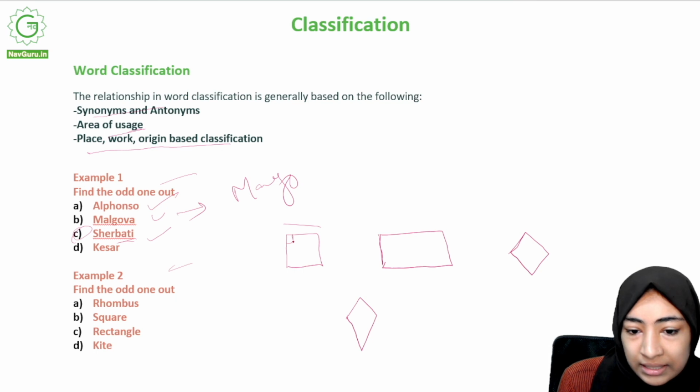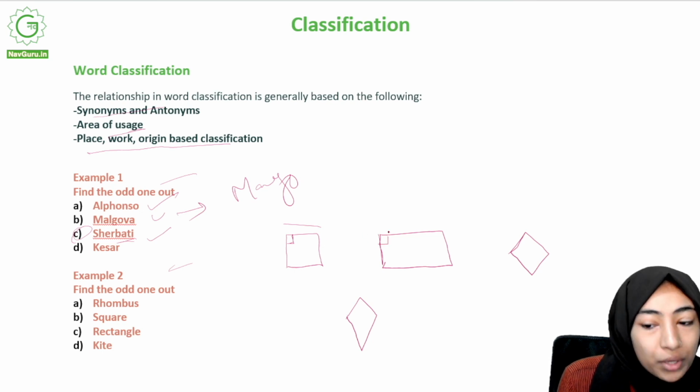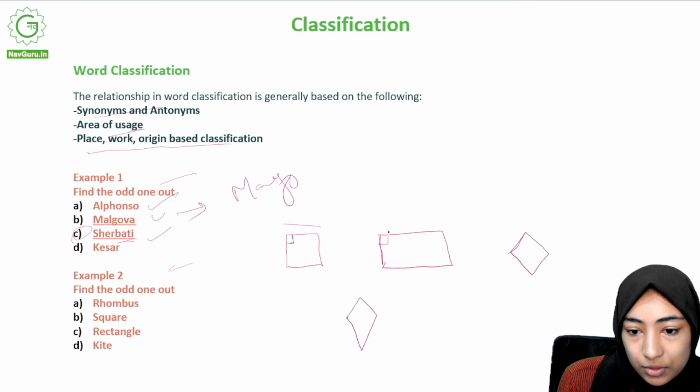Here, a square has all angles 90 degrees, right? All of us know that. What about a rectangle? The same thing for the rectangle. All angles are 90 degrees. Now, what about the rhombus? Okay, so this might be a little confusing. I mean, the rhombus and kite look similar, so I'll just write it here. This is a rhombus and this is a kite.